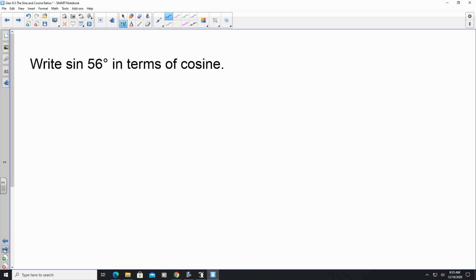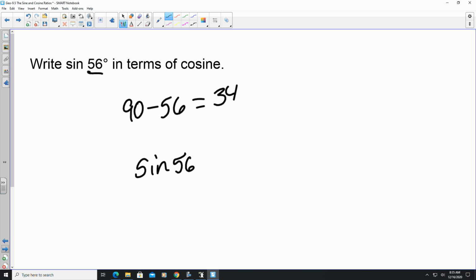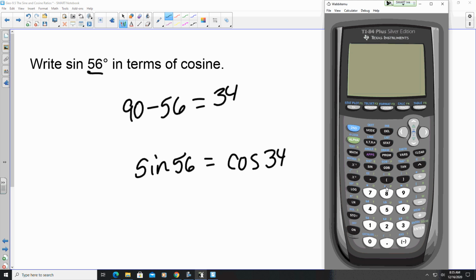So we want it to be equal. To make it equal, you take 90 and subtract 56, which is 34. So the sine of 56 is equal to the cosine of 34. If you wanted to see if that works out, type it in your calculator. If I put in sine of 56, I get 0.8290. Let's see if it works for cosine of 34. I should get the same value, which I do. So that's a way to check it.